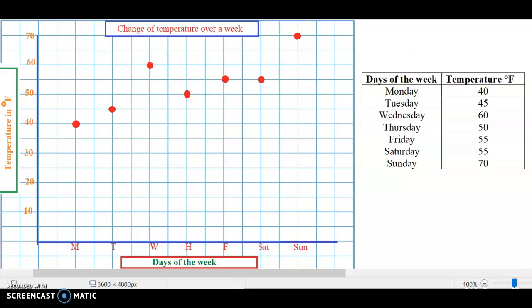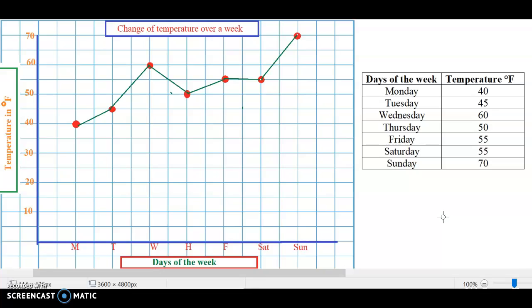Now that all of your data points are there, you can start drawing a line, because this is a line graph, between your data points. Make sure you're going in order, right? So Monday to Tuesday, Tuesday to Wednesday, and all the way to Sunday. You're done with your graph now.